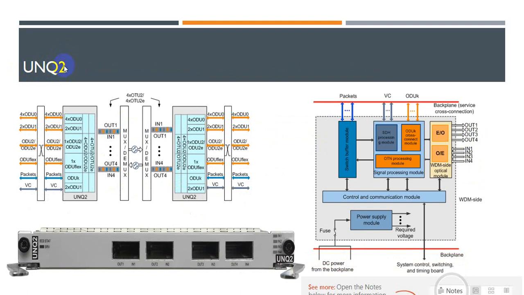So OTU2 and OTU2E, they go together. So OTU2E is enhanced, which is having slightly more speed than the normal OTU2. The use is the same. The front panel looks like this. 4 ports are there, and they are similarly connected to the bus and all the control communication units.